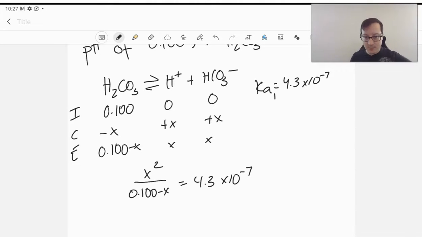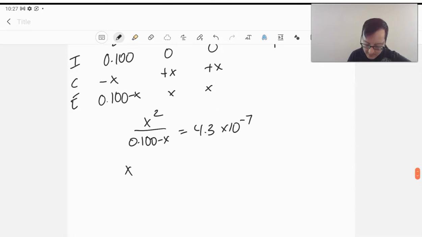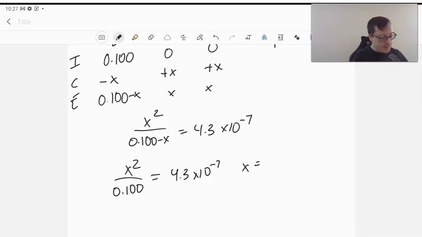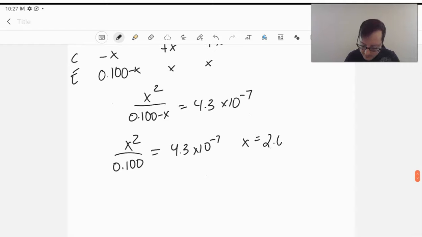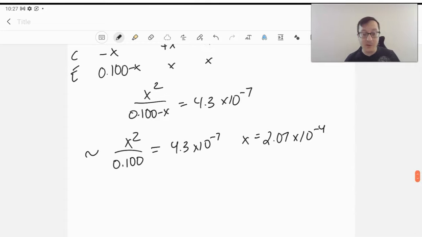If we make our assumption, we say the minus x is negligible. Let's see what x is equal to here. So we're looking at 4.3 times 10 to the negative 7 times 0.1, right? The square root of that. We get 2.07 times 10 to the negative 4, so that's definitely less than 5%, so our assumption is okay. So remember, we make that approximation.